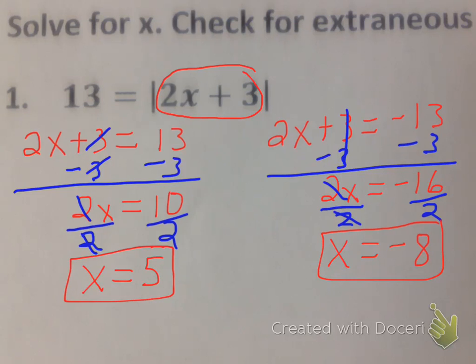Now you can check. 5 times 2 is 10. 10 plus 3 is 13. Absolute value of 13 is 13. So that is a good solution. Negative 8: negative 8 times 2 is negative 16. Negative 16 plus 3 is negative 13. Absolute value of negative 13 is a positive 13. So that one works as well. Both are good answers for number 1.